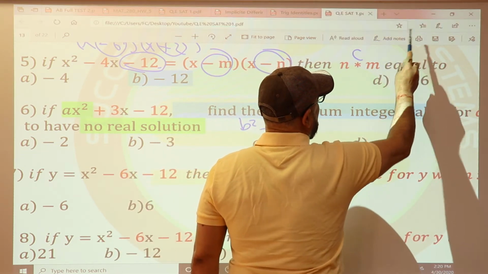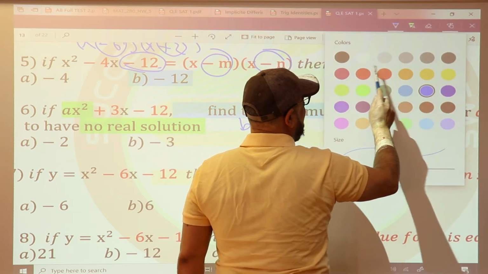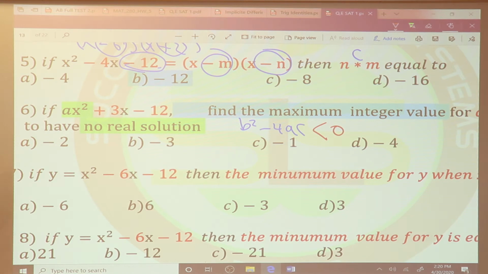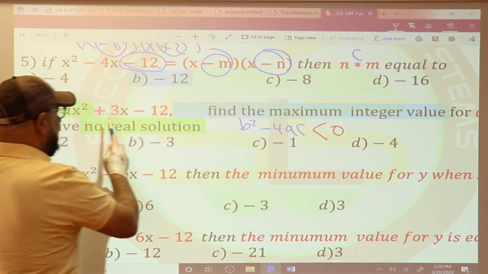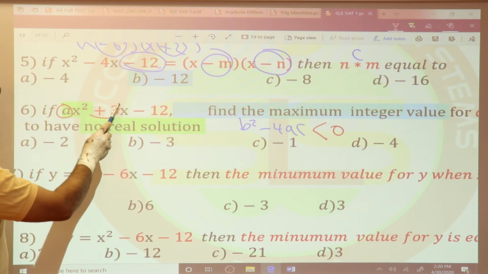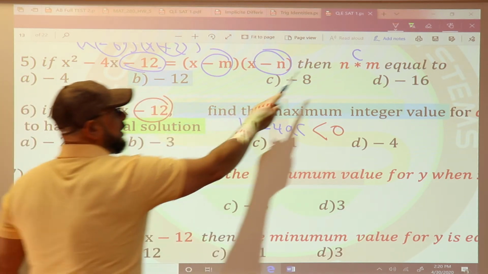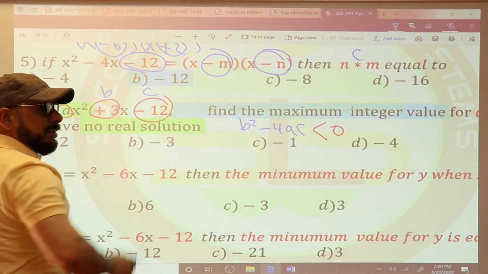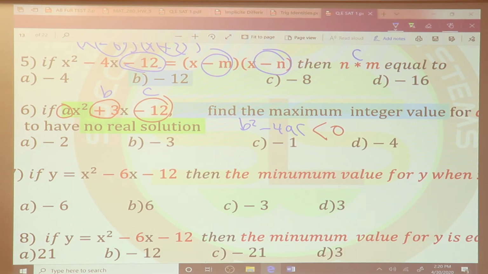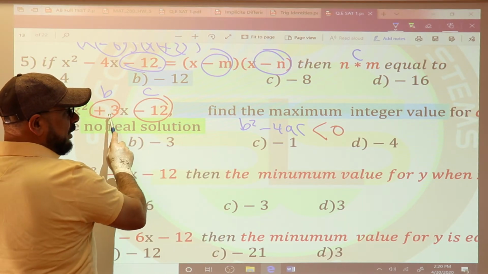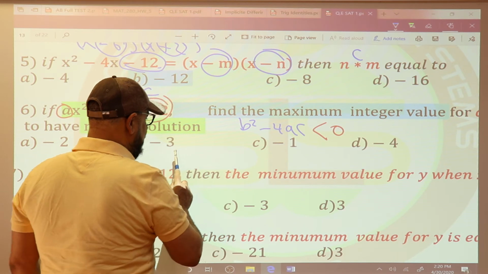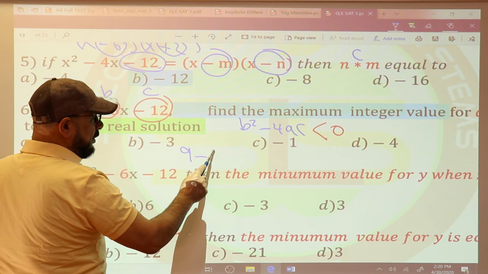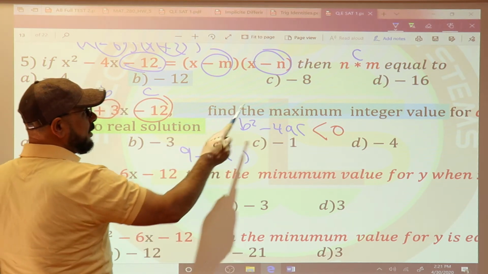I'm explaining too, so you have to understand, guys. I'm not only solving, I'm explaining, right? Since he said no real solution, the discriminant is less than 0. A is A, B is 3, and C. In the test, I will circle these and write this B and this C. Then b squared is 3 squared, which is 9, minus 4 times A.